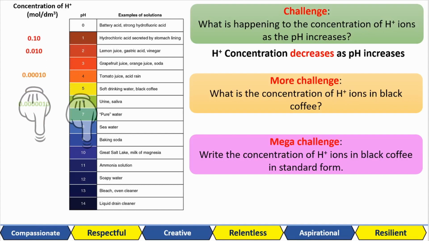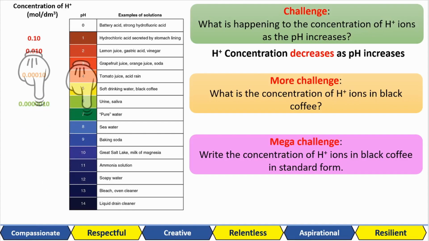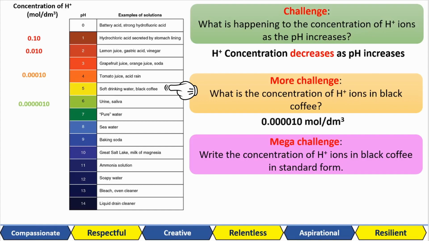The pH number is proportional to the number of zeros in front of your 1. pH 1 has 1 zero in front of it. pH 2 has 2 zeros in front of it. We then first have to find out what pH black coffee is, and we can see that it's pH 5. So we have 5 zeros in front of our 1.